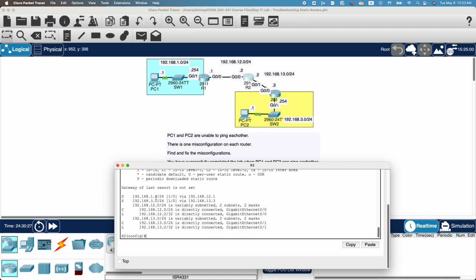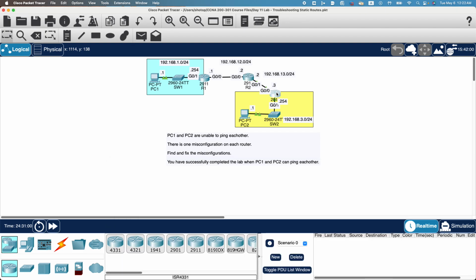Okay. It has a static route to the 3.0/24 subnet via 192.168.13.3. That seems correct. Then it's got a path to 192.168.10.0/24, and it's via 192.168.12.1. That all seems correct. What does this one have? Why is it not working?